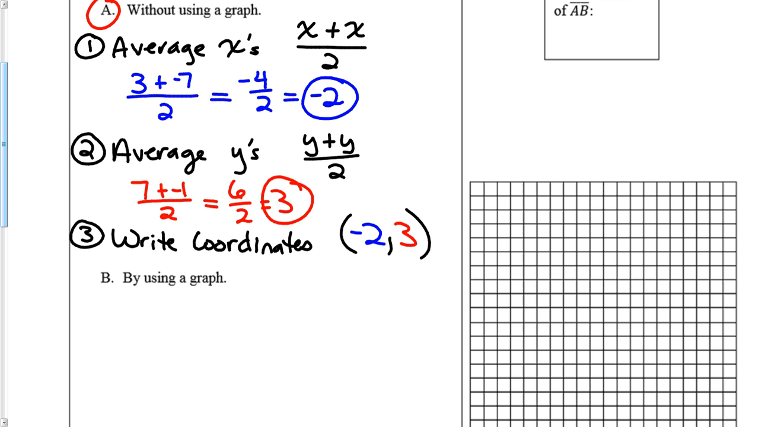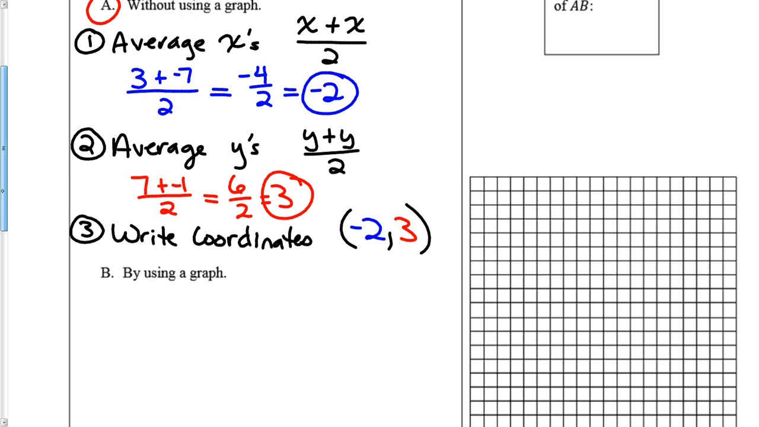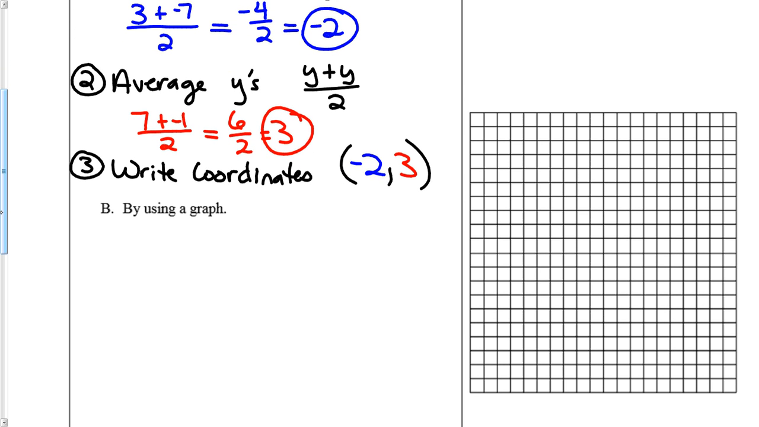We can do this also by using the graph. So for using the graph, you'll notice my graph does not have any axes. So the first thing that I need to do is I need to create my axes. So I'm going to draw down my y-axis, and I'm going to draw in my x-axis.